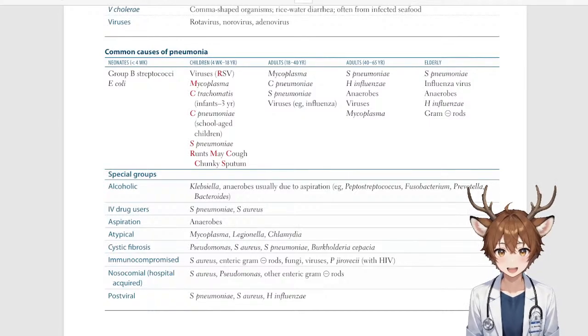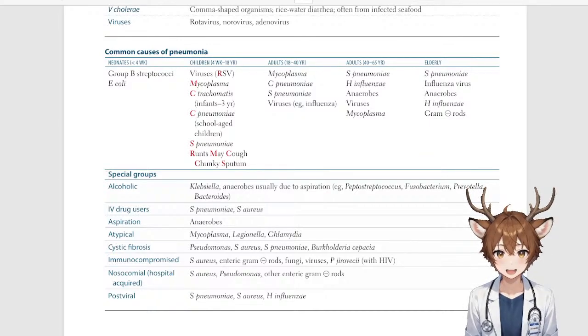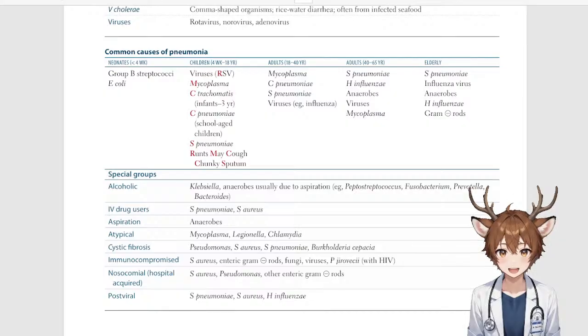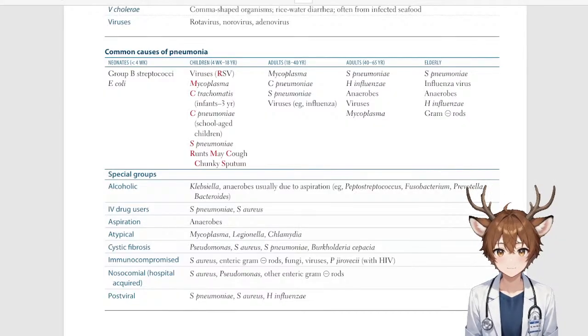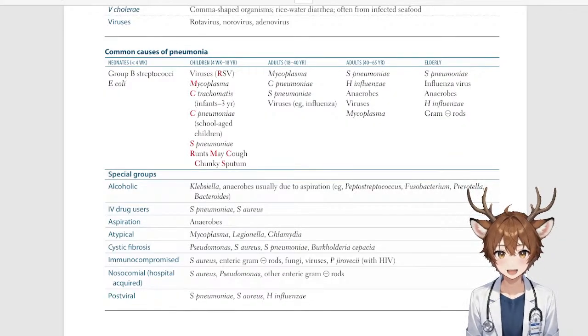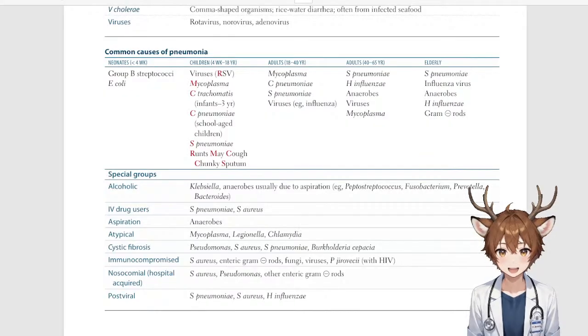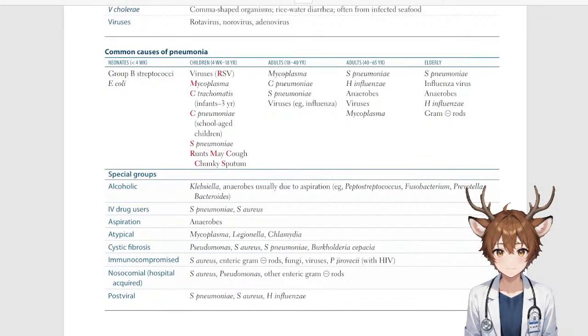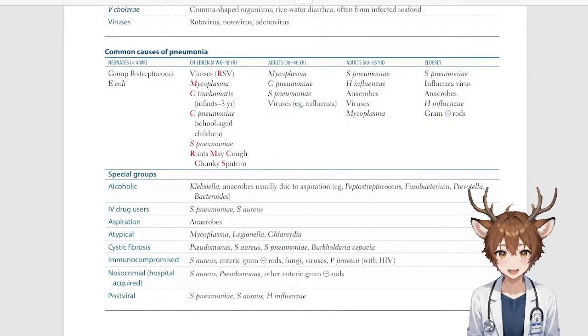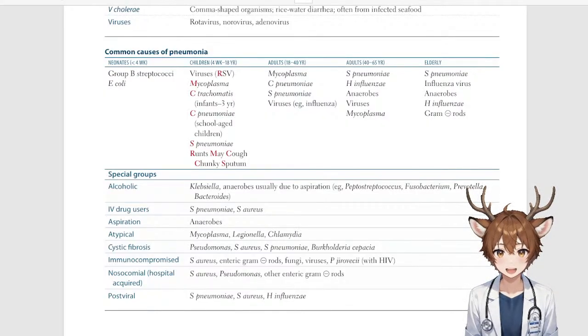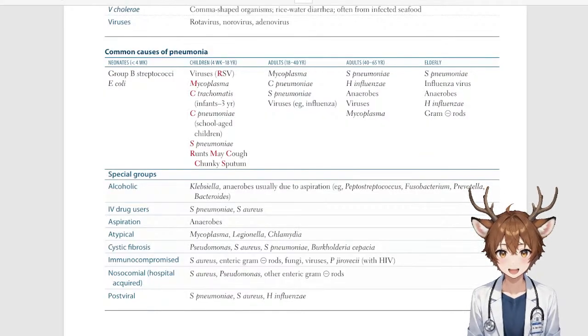Cystic fibrosis: Pseudomonas, Staph aureus, strep pneumo, Burkholderia cepacia. Again, things that are connected to cystic fibrosis. Cystic fibrosis is a genetic issue, and you have an increased risk of these things, which might pop up and lead to a pneumonia, like Pseudomonas, Staph aureus, strep pneumo, and Burkholderia cepacia.